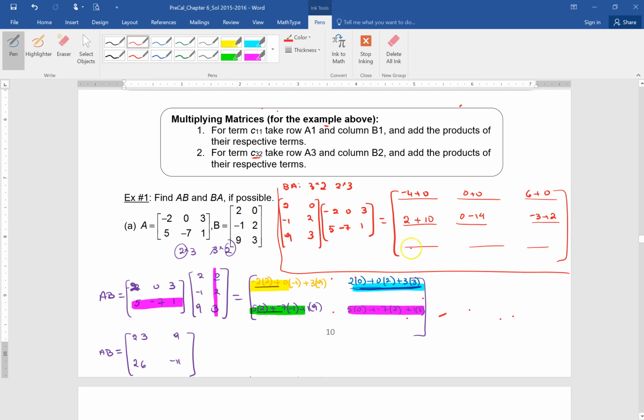Okay, so Liad, what position is this in? Row 3, column 1. So I take row 3, column 1. Now, what's the first two numbers that I will multiply? 9 and -2 gives me -18. And the second numbers are 3 times 5, +15.